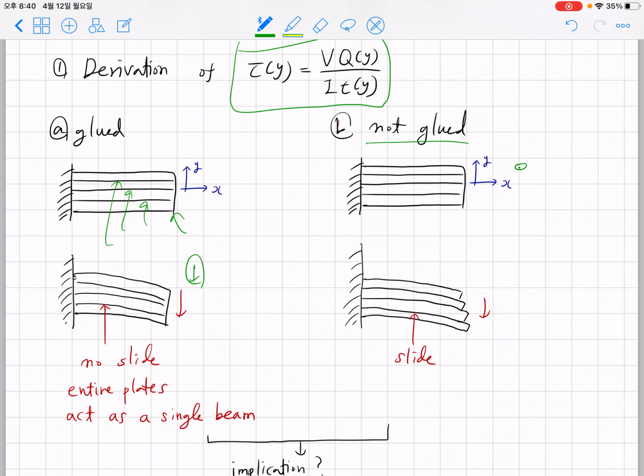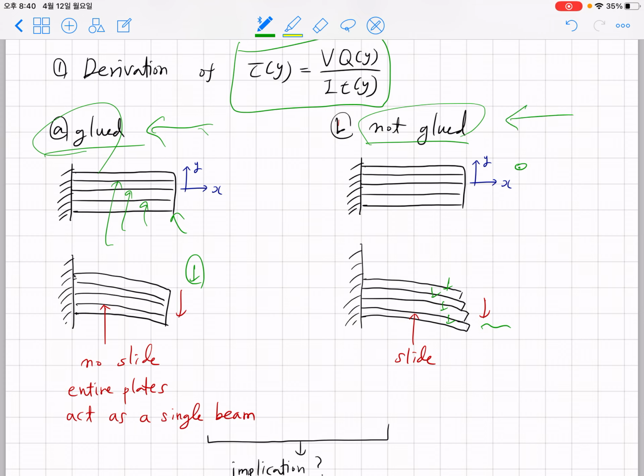And then in the second case, you don't apply any glue and try to apply force at the end of this beam. Then what you can expect is that if there is no glue, each plate would slide against the others. However, for the glued wood pile, you're going to expect there's no slide. Okay, so this is the case with constraint, and this is the case without constraint.